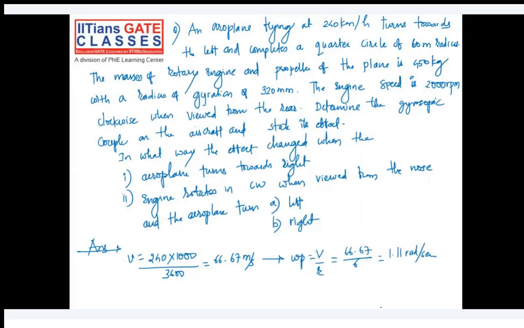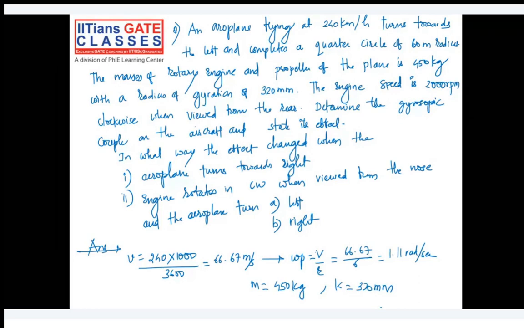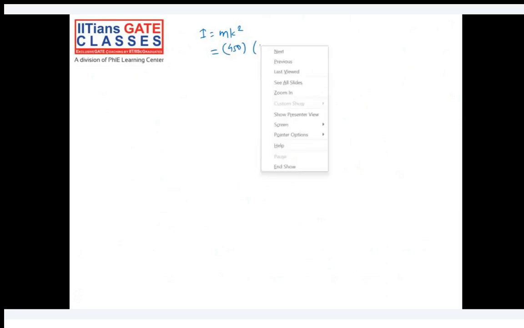The mass of the rotary engine and the propeller of the plane is 450 kg with a radius of gyration of 320. So m they have given is 450 kg, and the radius of gyration they have given is 320 millimeter. So I is equal to mk square. M is 450. K is 0.32 because it's in meter. You should get the value of I. I is equal to mk square. M is 450, K is 320 by 1000, which is 0.32 whole square. I will end up with 46.08.